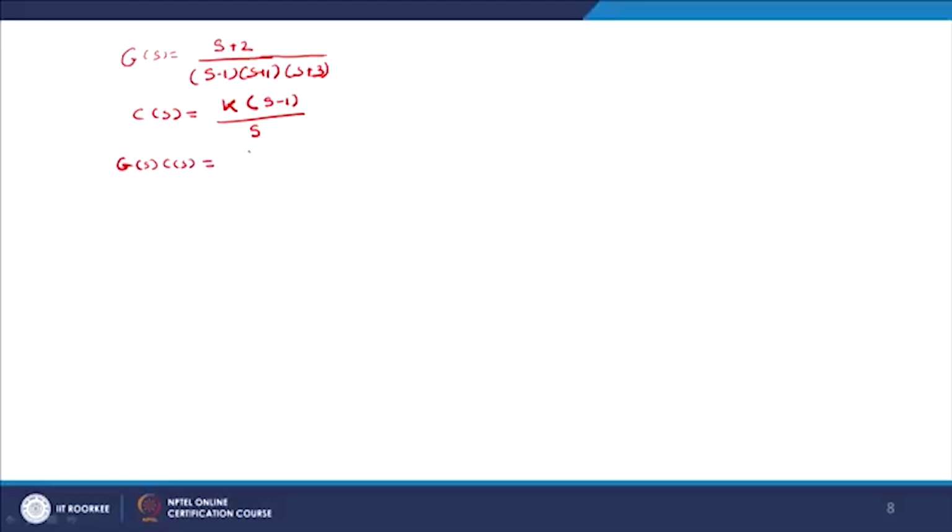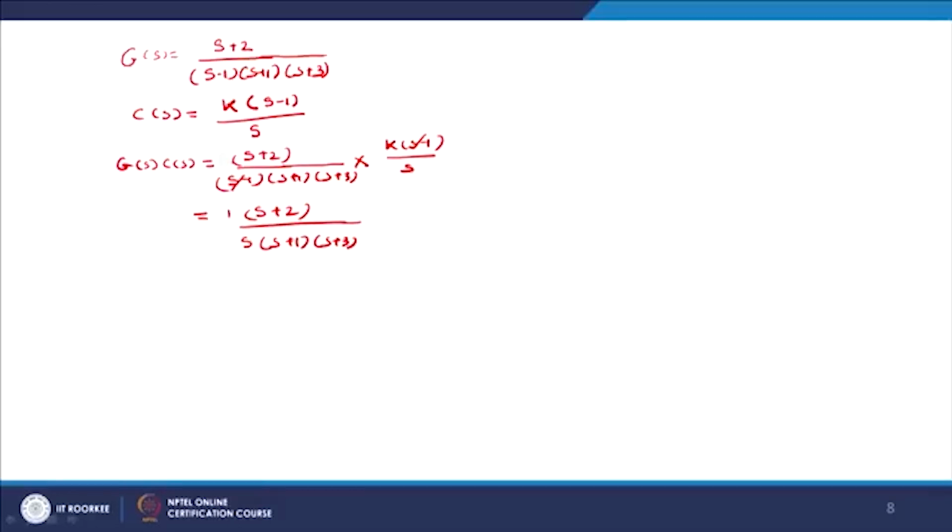So we can multiply it, so what we will get: (s plus 2), (s minus 1), (s plus 1), (s plus 3), and this is multiplied with this controller K (s minus 1) divided by s. So we will find that this s minus 1 and this s minus 1 will cancel, and finally we get (s plus 2) divided by (s plus 1)(s plus 3), and here is the one gain. So this is the open loop transfer function.